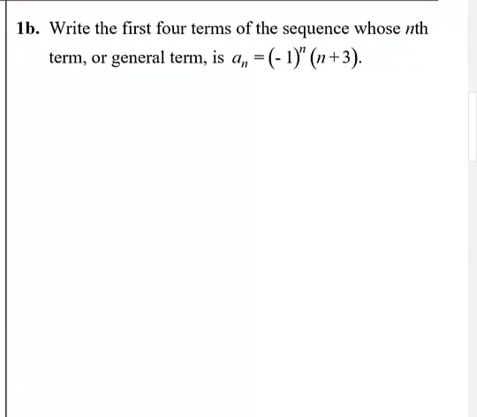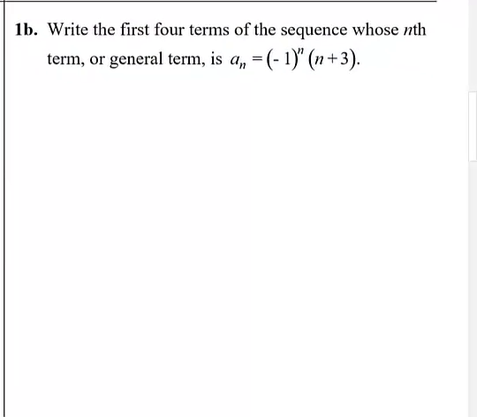Not too bad. Now let's try this one. Write out the first 4 terms of this sequence whose nth term, or general term, is negative 1 to the n times n plus 3. Alright. Same kind of thing. I want the first 4 terms. So I'll just set them up here.